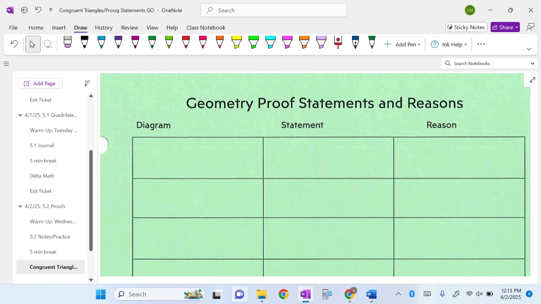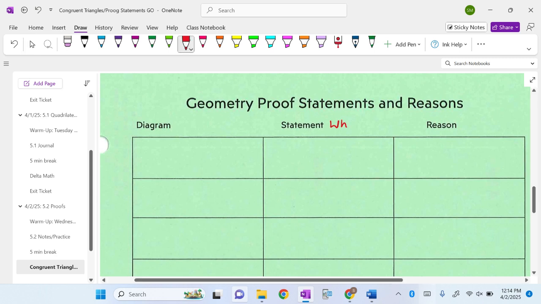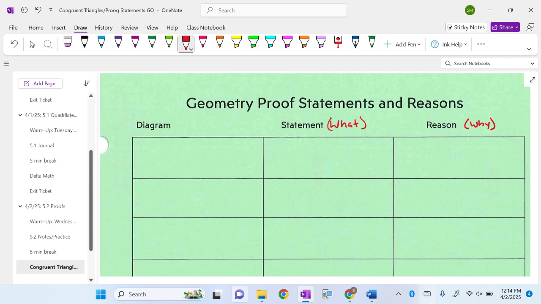So whenever you do a proof, what we'll find out tomorrow is that there's always a statement. So that's you saying these two angles are congruent or these two sides are congruent. And the reason is the why. So it's like, why can we say that those two angles are congruent? Why can we say that those two sides are congruent? So on and so forth. All right. So the statement is what we're saying. The statement is the what. The reason is the why.